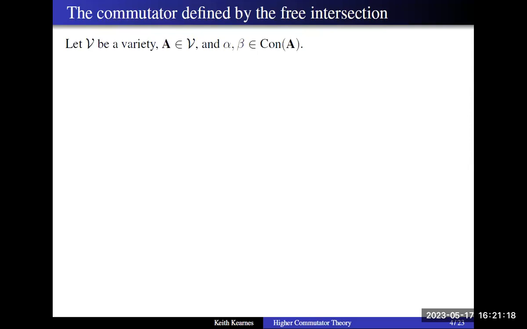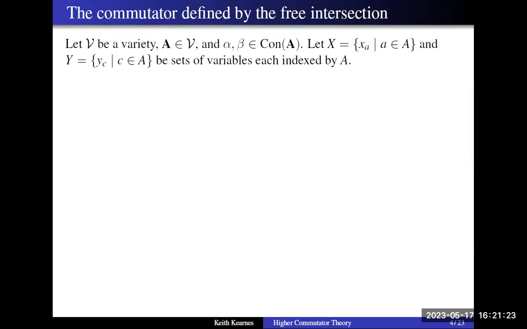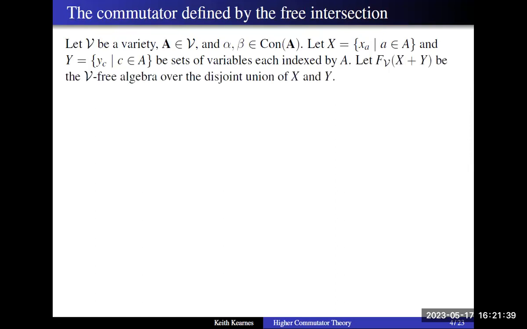We'll start with a variety, have an algebra in the variety, two congruences on the algebra. Now I'm going to introduce a set of variables. I have X, capital X is a set of variables subscripted by A. Capital Y will be a set of variables subscripted by A. And now I want the free algebra on the disjoint union of X and Y. So I want a free algebra that has two sets inside of it that copy A. I have two copies of A as my free generators. One copy of A named by X, the other copy of A named by Y.